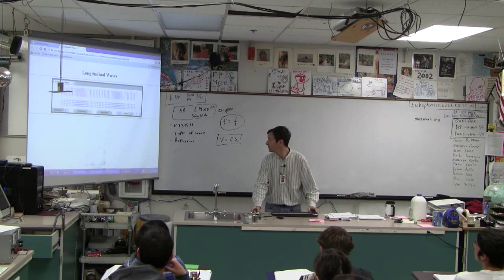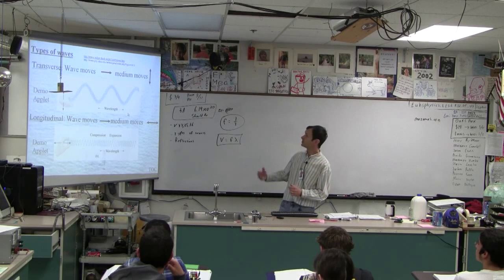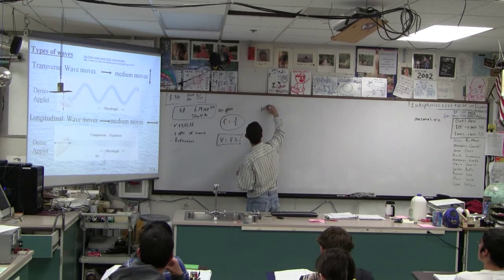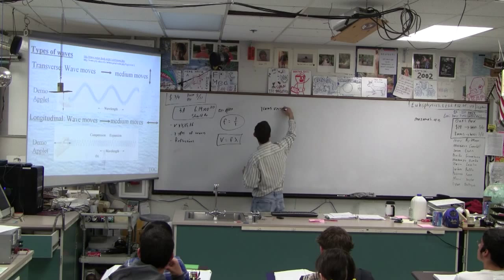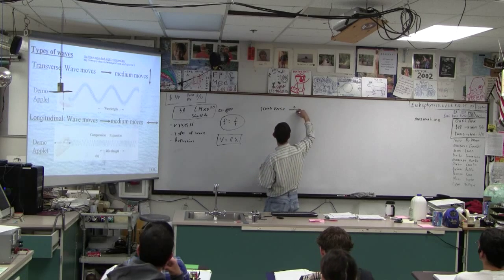I'm going to stop this animation because Java makes us a little sluggish here. So there's transverse waves and there's longitudinal, right? Transverse, the wave moves that way, but the motion of the wave is up and down, right?